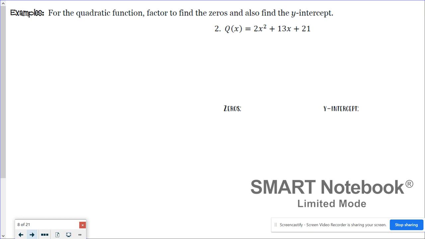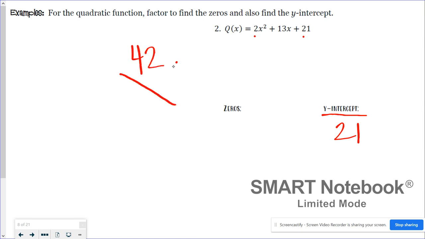So the first thing I could very easily do before I get into the factoring is find the y-intercept. Remember, that's the value of the function when x is 0, so the y-intercept is simply 21. So now I'm ready to do my factoring. So remember, I'm going to look for common factors first. I don't see any. And then I'm going to multiply my first term and my last term. So 2 times 21 is 42.